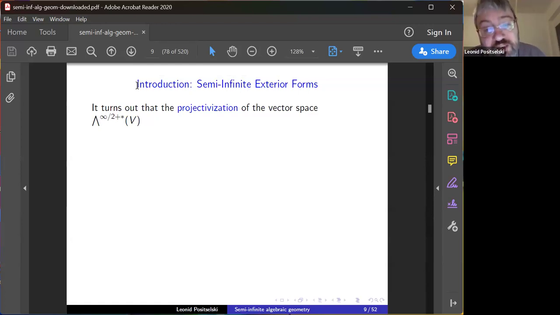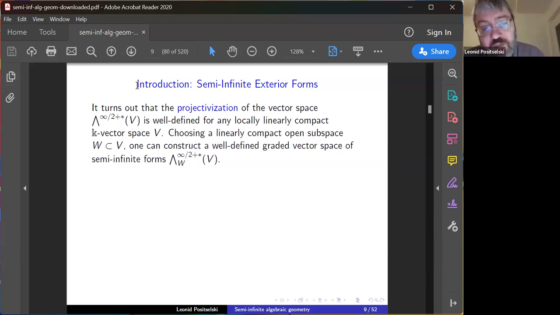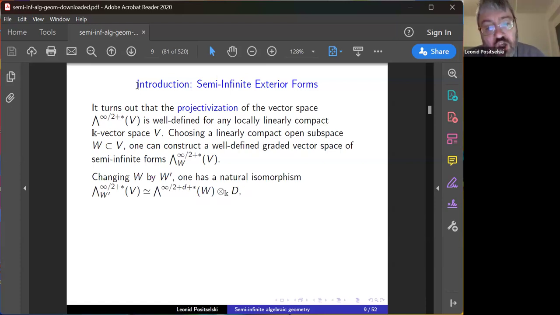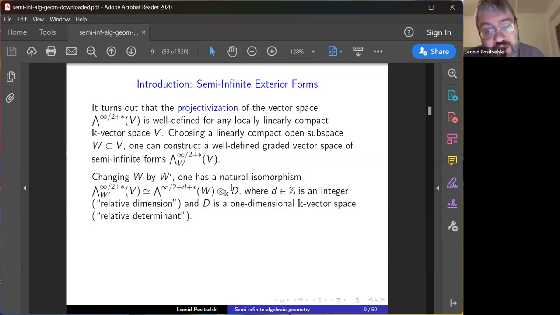It turns out that the projectivization of the vector space of semi-infinite forms is well defined for any locally linearly compact K-vector space V. Choosing a linearly compact open subspace W in V, one can construct a well-defined graded vector space of semi-infinite forms, depending on W. Changing W to W prime, one has a natural isomorphism like this. So there is a shift of the grading by lowercase d and a twist of the vector space by D, where d is an integer, the relative dimension, and capital D is a one-dimensional K-vector space, the relative determinant.